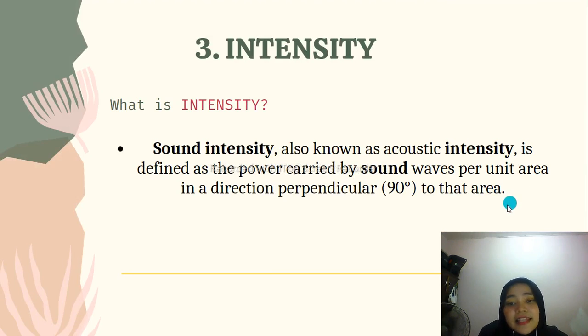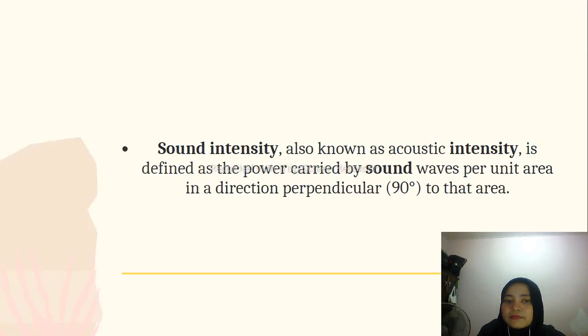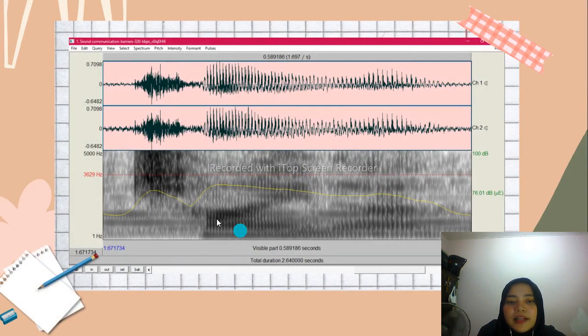And the next is intensity. Intensity can be defined as the amount of power or energy used by the speaker to pronounce a certain speech sound when they are speaking. Intensity is symbolized by this blue-yellow line here. As you can see, in a certain place there is a higher line, while in other places it is falling, which means that the power or the amount of energy when the speaker pronounces this sound is lower than the other.